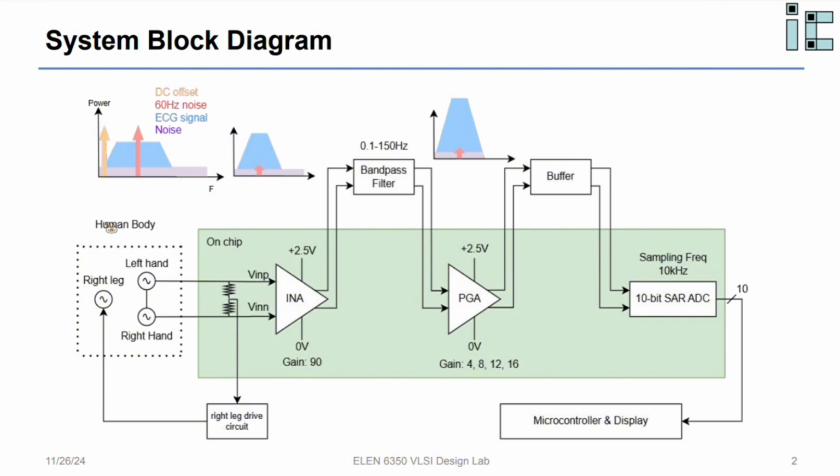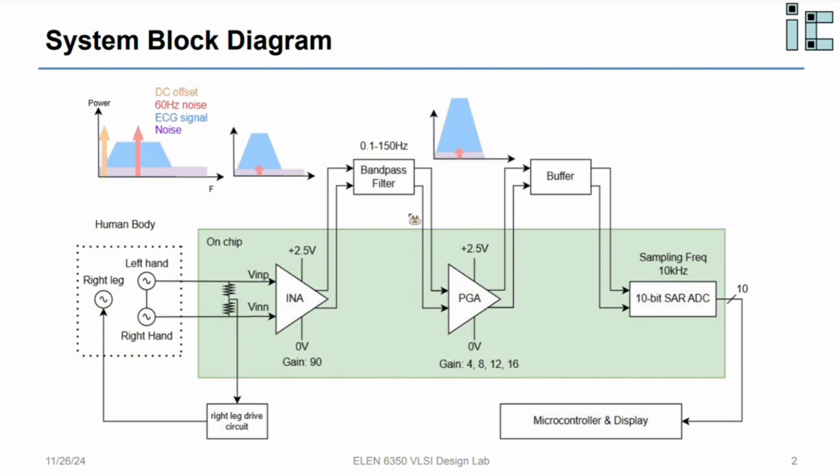The first stage is an INA with 38 dB gain and high CMRR. Also, the off-chip RLD drive circuit provides common mode feedback, which helps to reject DC offset. As the output of the INA shown in this figure, the ECG signal is amplified and noise is rejected. Then, the off-chip bandpass filter has a passband of 0.1 to 150 Hz to filter high-frequency noise and DC offset.